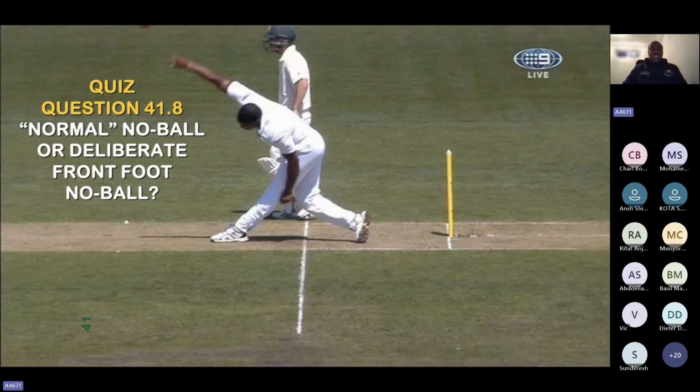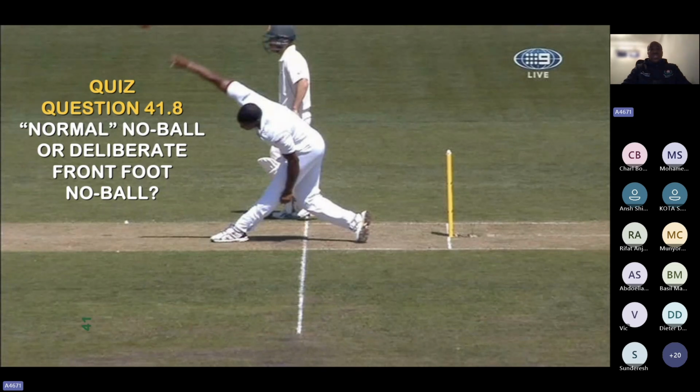Now, this is a tricky one, and I saw somebody write into the chat box, how do we know if it is a deliberate no ball or if it is an unintentional no ball? So have a look at the picture and you decide, is this an unintentional front foot no ball? So I've got in inverted commas there, a normal no ball. Or are we going to consider this a deliberate front foot no ball? And we know that we treat the two very differently. So we need to ascertain, or we need to make up our minds.